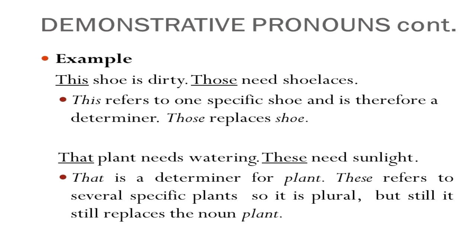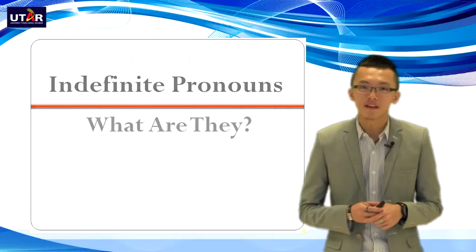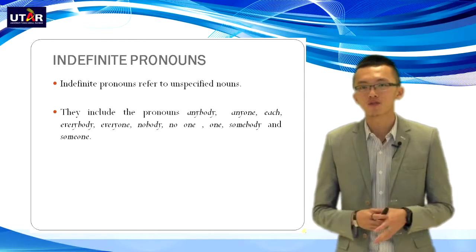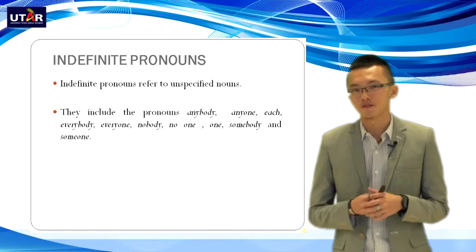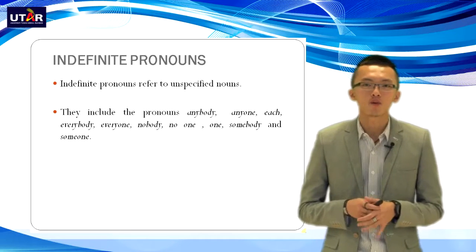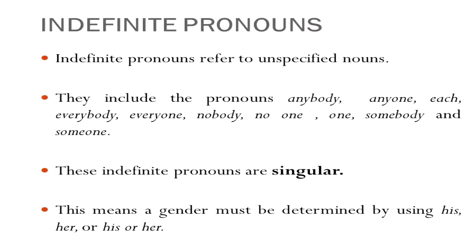Now, the next item on our list is known as the indefinite pronoun, and as the word suggests, indefinite pronouns are used to refer to unspecified nouns, such as these words: anybody, anyone, everybody, everyone, nobody, and etc. Now, these indefinite pronouns, you have to remember, are all singular, and therefore it also means that gender must be determined by using pronouns such as his or her.